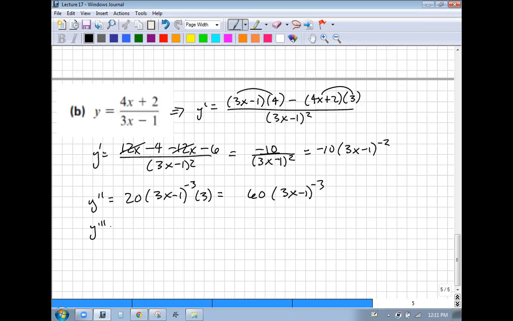And we could keep going, right? Let's do the third derivative. 60 times negative 3 would be what? Negative 180 times 3x minus 1 to the negative 4 times 3 again, right? So you notice because every time you're subtracting one from this, you could keep going forever. This thing has an infinite number of derivatives. And so that's kind of like a class of functions. There's some functions where eventually the derivatives just are 0. Other functions, the derivatives go on forever, but you can see there's this pattern. You're still getting this 3x minus 1, the higher and higher powers on the bottom of the fraction. All right?